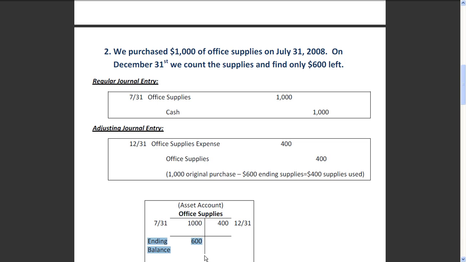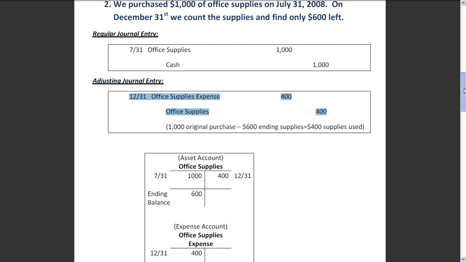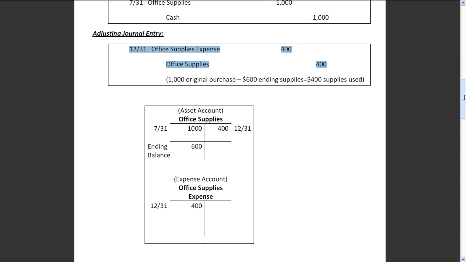So now we back into what do we need to do to adjust and recognize the amount that we've used to get to the $600 on hand. So here's the formula: $1,000 minus ending supplies equals $400 supplies used, which will be the expense account. So our adjusting journal entry looks like this: $400 to office supplies expense, and we will reduce our office supplies asset account by $400, and our T accounts, both of them will end up looking like this.